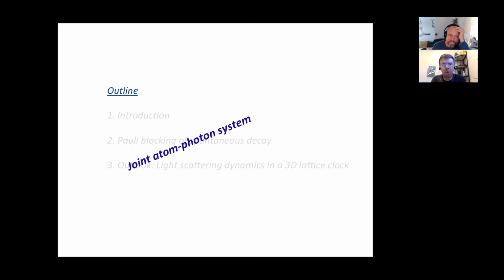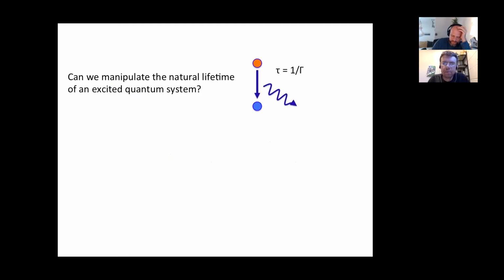And I think more and more in the future, we will see that this atom-photon interface, or the tight connection between the two, moves to the foreground. Well, let's look at what all this is about.